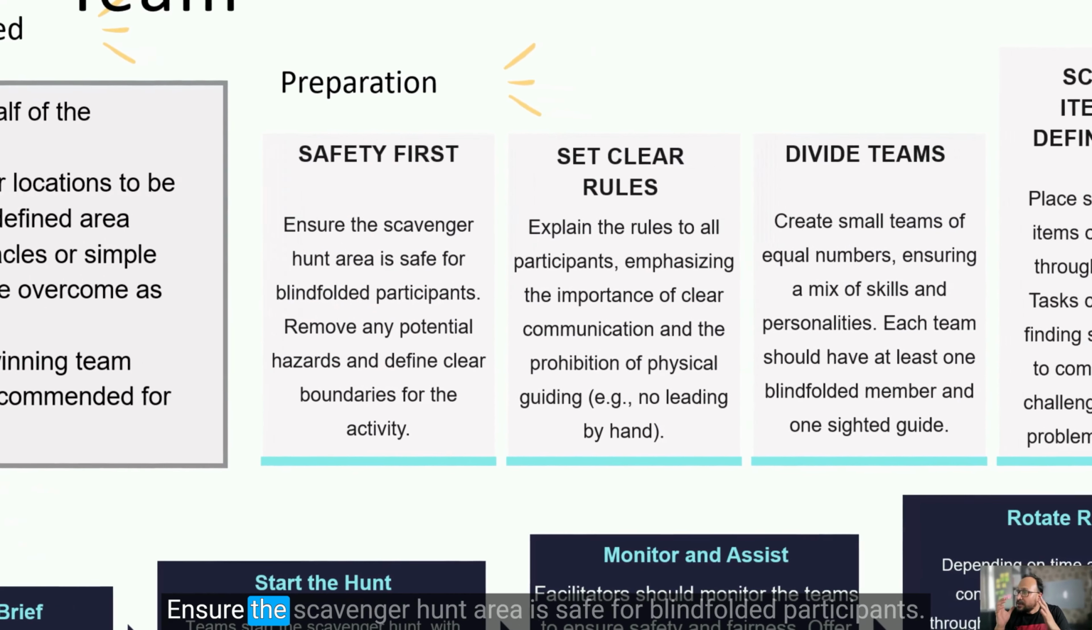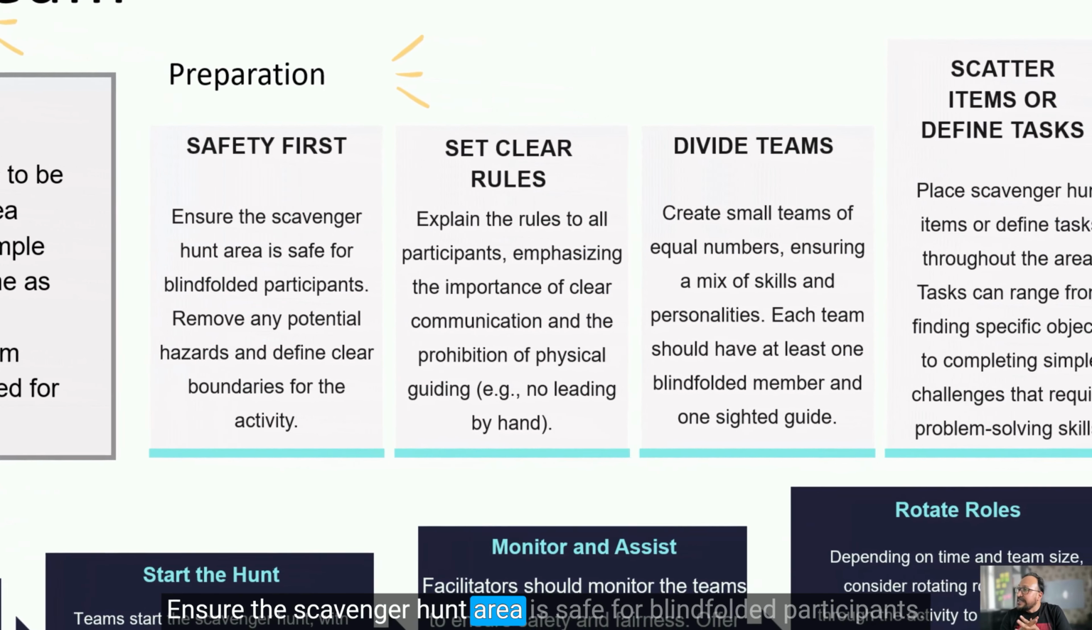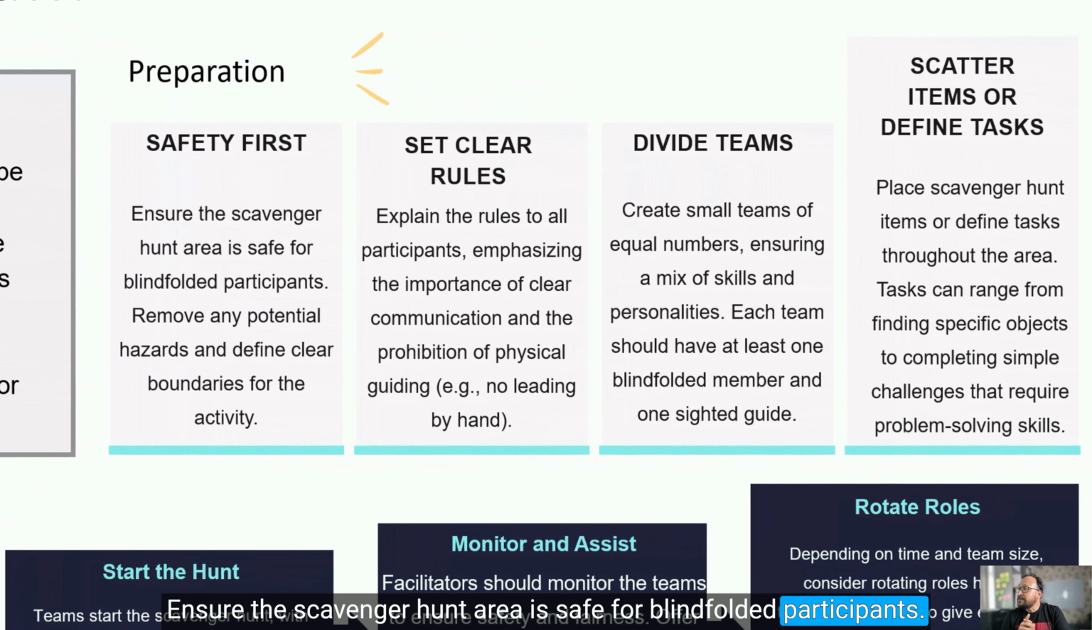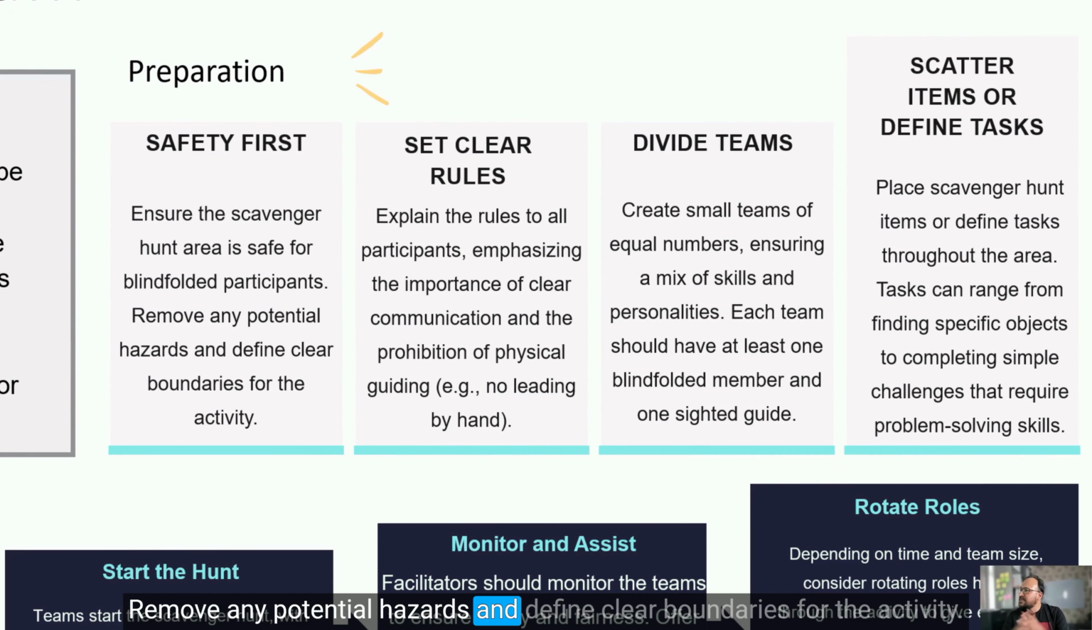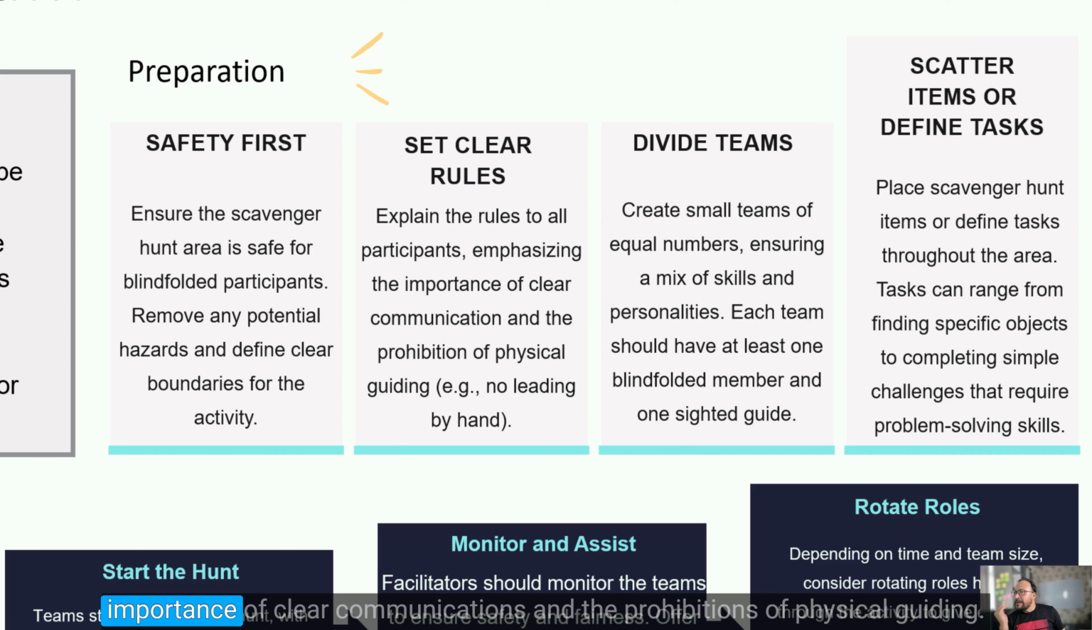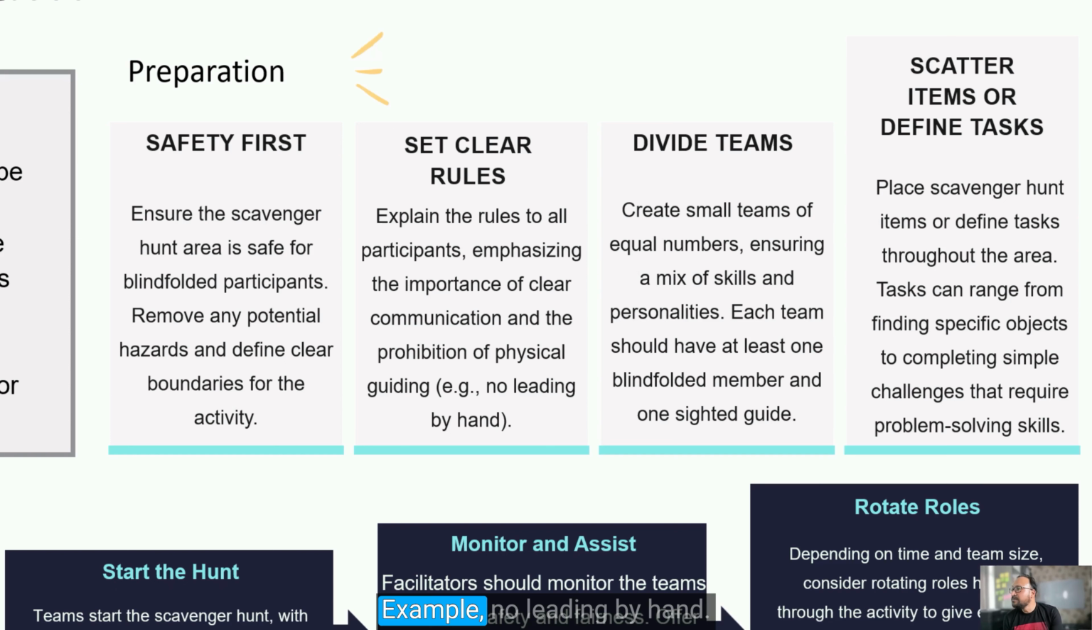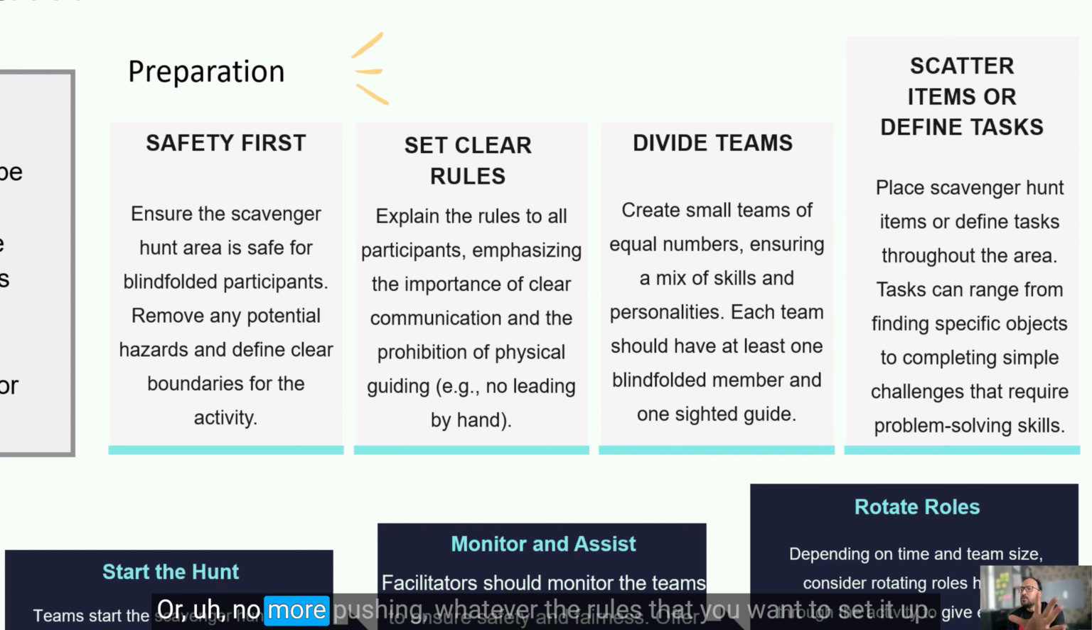Ensure the scavenger hunt area is safe for blindfolded participants. Remove any potential hazards and define clear boundaries for the activity. Then set clear rules. Explain the rules to all participants, emphasizing the importance of clear communication and the prohibition of physical guiding. For example, no leading by hand or no pushing, whatever rules you want to set up.